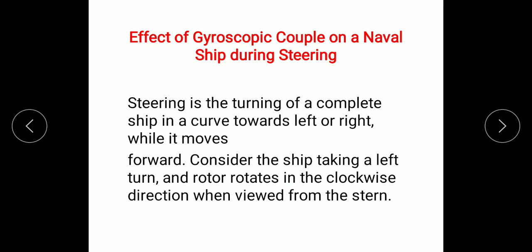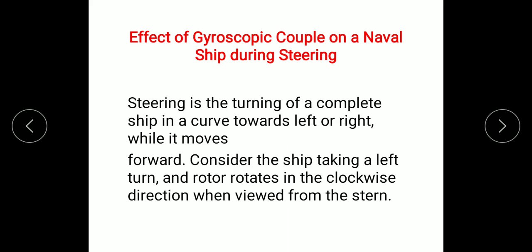When a ship or any vehicle, ship or aeroplane or four-wheeler, takes a curved path, it takes a left turn or right turn. When it takes a left turn, it again has two cases: active gyroscopic couple and reactive gyroscopic couple. Active gyroscopic couple means clockwise direction. Reactive gyroscopic couple means anti-clockwise direction. Steering is the turning of a complete ship in a curve towards left or right while it moves forward.